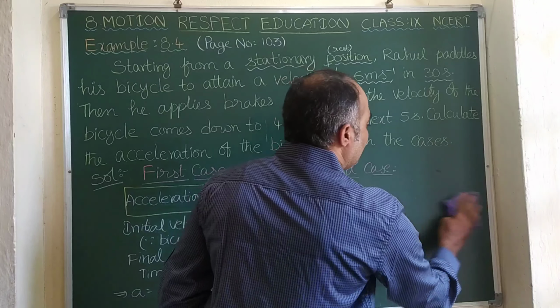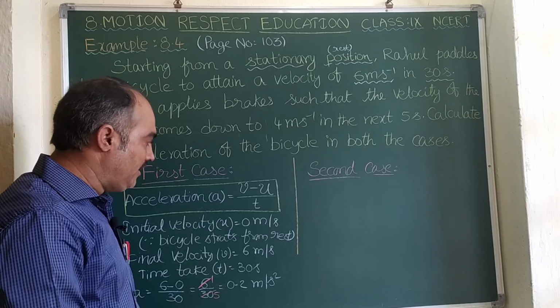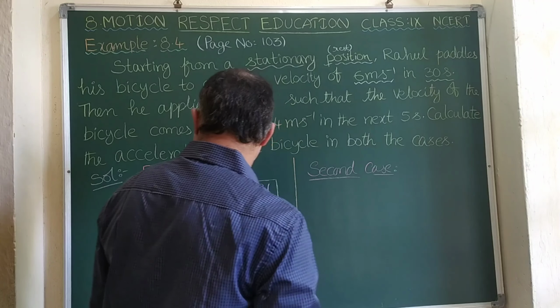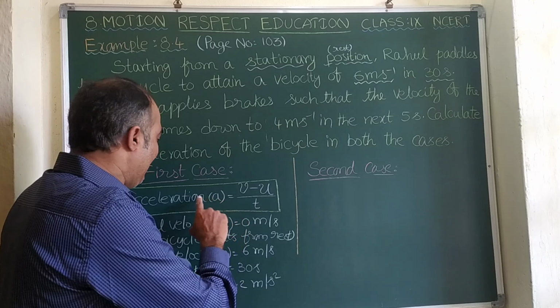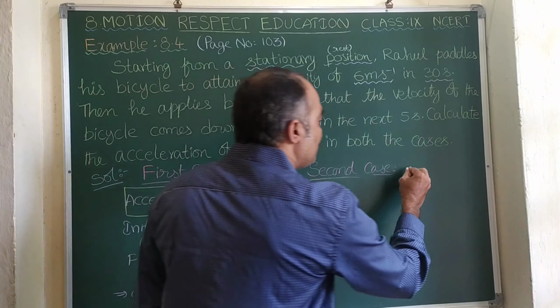So now we got the answer for the first case, that is, acceleration is 0.2 meter per second square. Now let us enter the second case. In the second case, as we are asked to find the acceleration, the formula is the same, a equals v minus u by t.